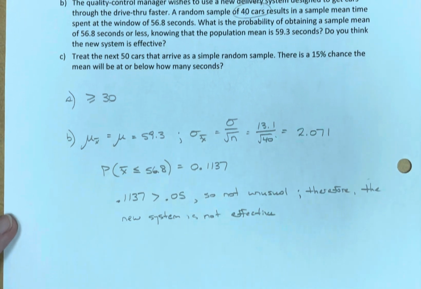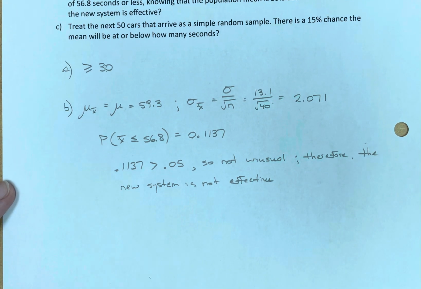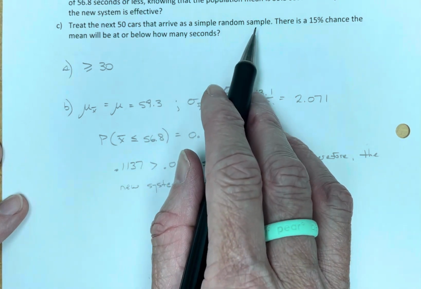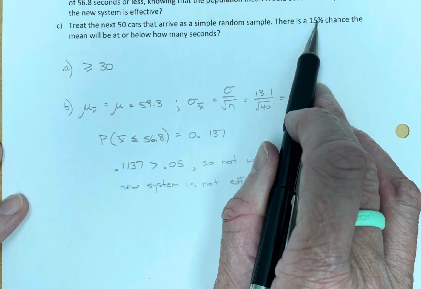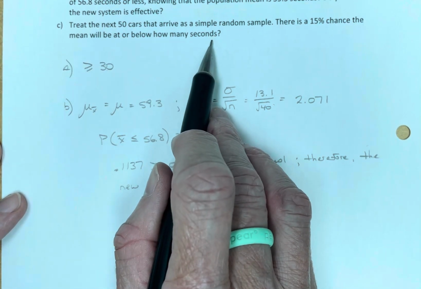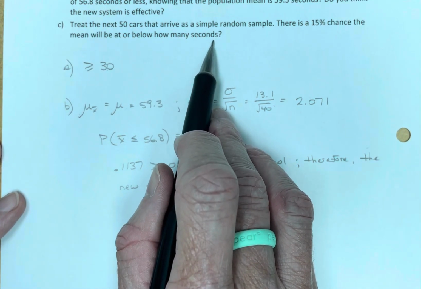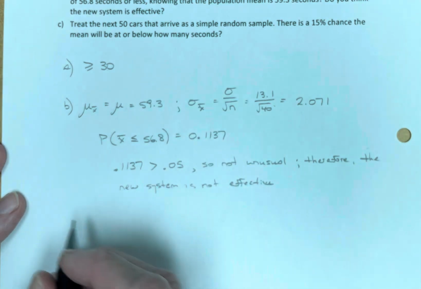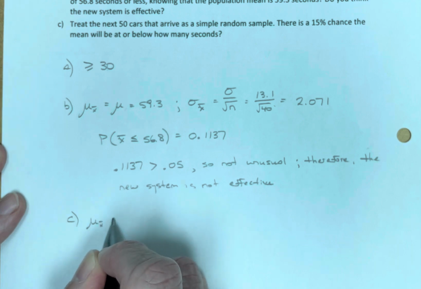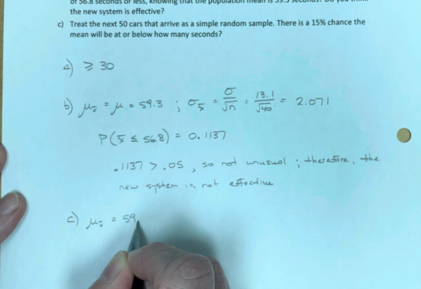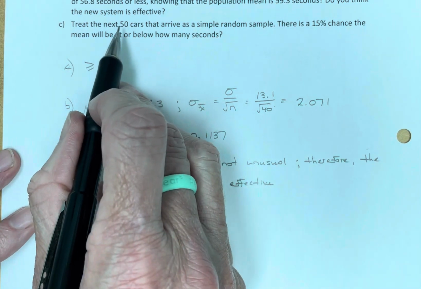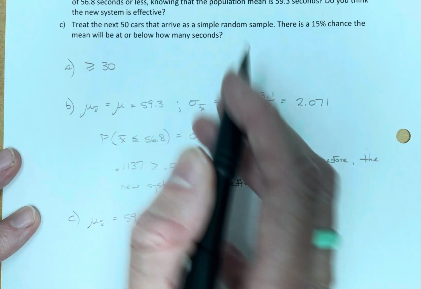Okay, letter C is our final part of this question. Treat the next 50 cars that arrive as a simple random sample. There is a 15% chance the mean will be at or below how many seconds? So we're going to use our normal calculator in a slightly different way. Okay, letter C. We know that our mu sub x bar is the same. It is 59.3. Okay, we know that we have 50 cars here as our new sample.